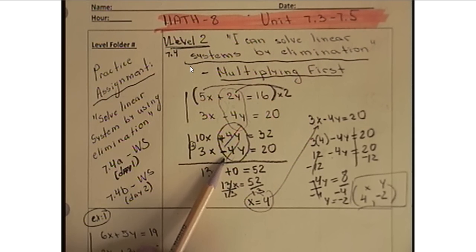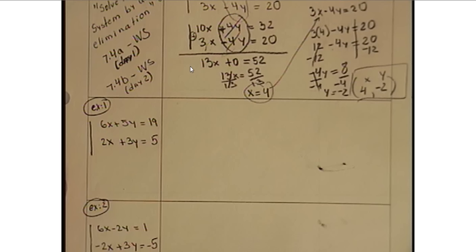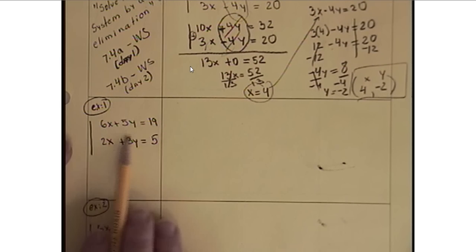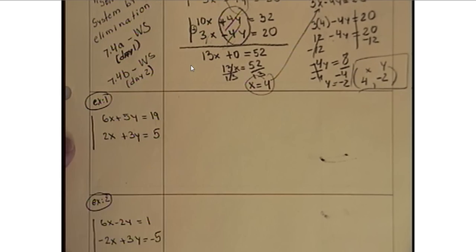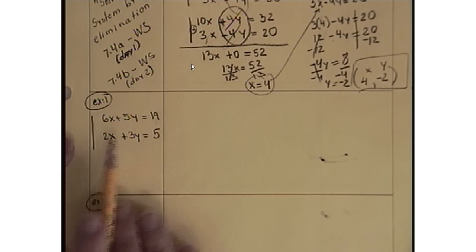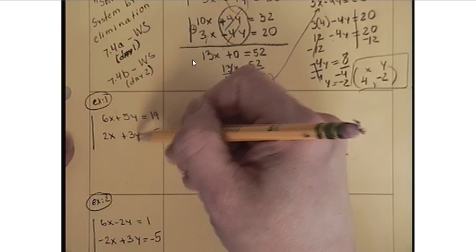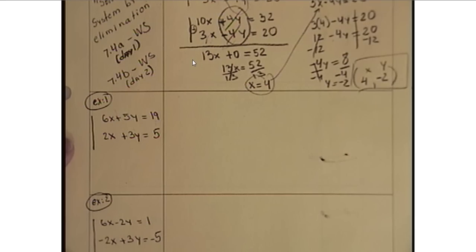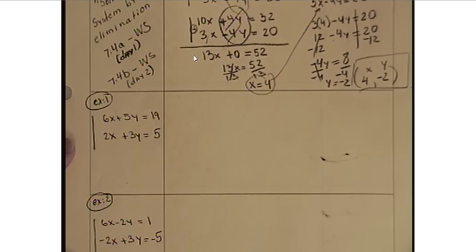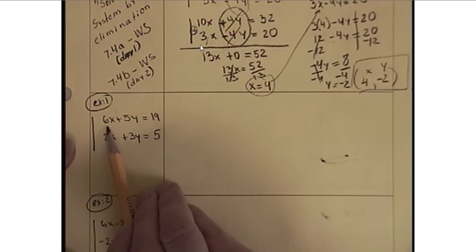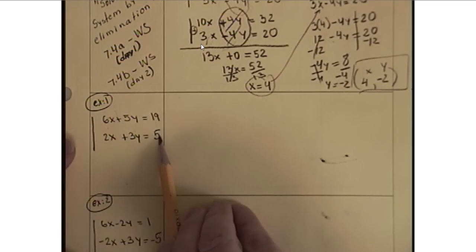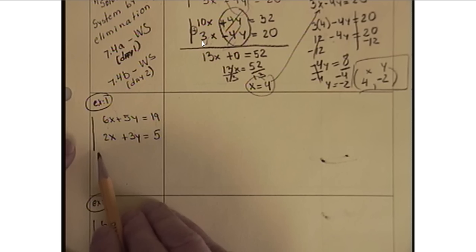Alright, so let's take a look at the next example. Next example is 6x plus 5y equals 19, and 2x plus 3y equals 5. So which two x terms or y terms will be easier to multiply by some number to make them equal? It looks like the x term, right? Because from 2 to 6 we get there when we multiply by 3. So if I multiply this whole thing by 3, I will be able to cancel x terms.